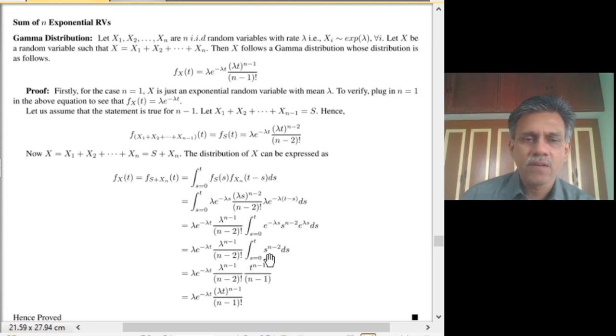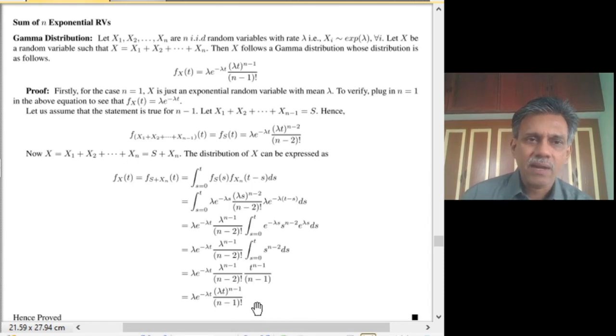On integration, this will give s power n minus 1 by n minus 1 evaluated between 0 to t. On substituting t, we will get t power n minus 1 by n minus 1. After multiplication, this will give you lambda e power of minus 2 lambda t. We can club lambda and t together as a single factor with a common power of n minus 1, and at the denominator, these two factors we can write as n minus 1 factorial.